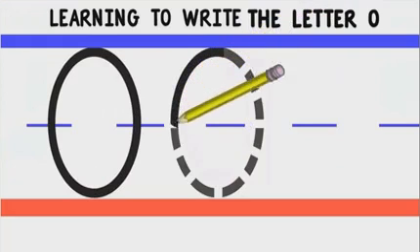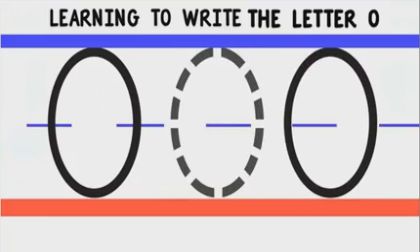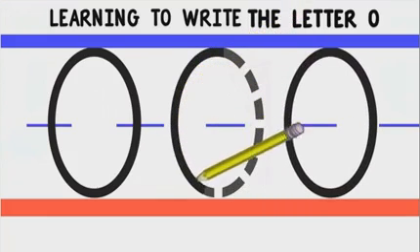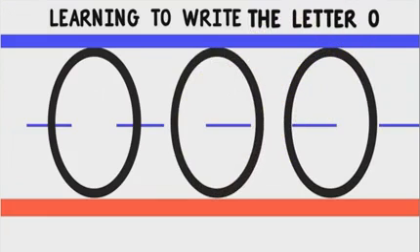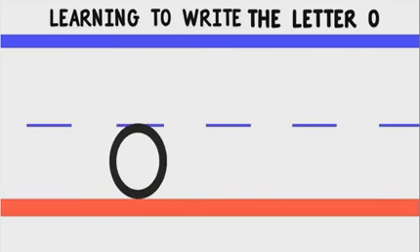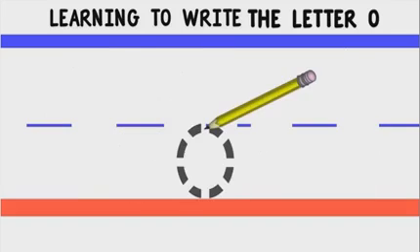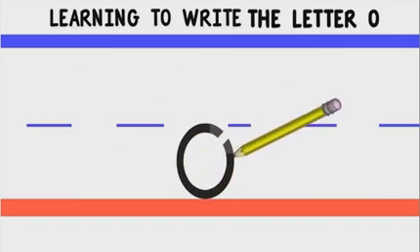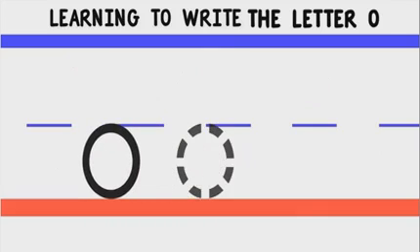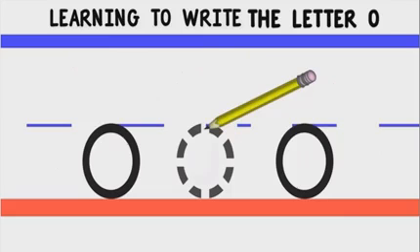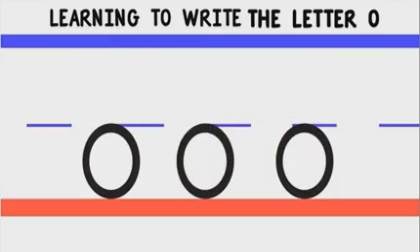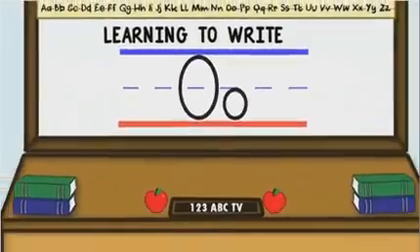Take your pencil and trace round. Okay, your turn. Great job. Now let's write the O small. Take your pencil and trace round in circles. Wow! Let's do it again. Great job. Now your turn. Excellent. That's how you write the letter O. Now you've learned how to write the letter O.